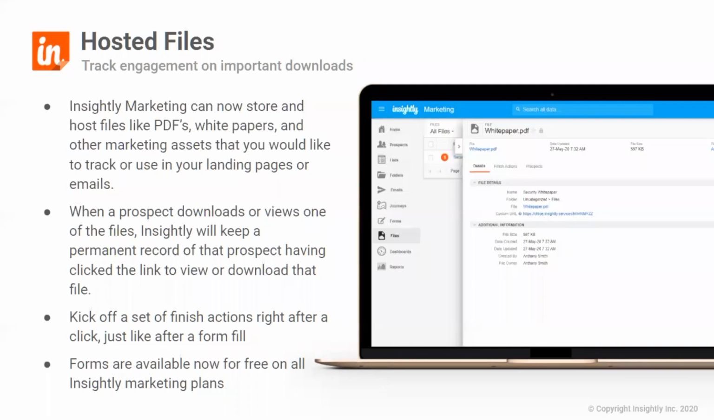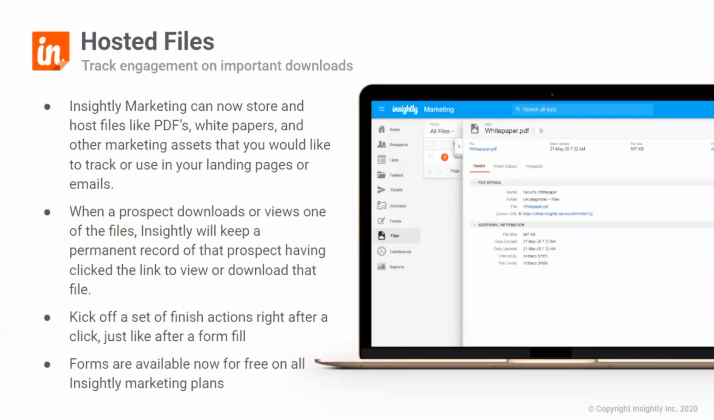We can even kick off a set of finish actions right after that click happens, just like I just described for a form fill. So you can now automate follow-up actions after a prospect downloads a white paper, like changing their sales ready score or adding them to a particular list of interested prospects. Pretty much the options are endless.